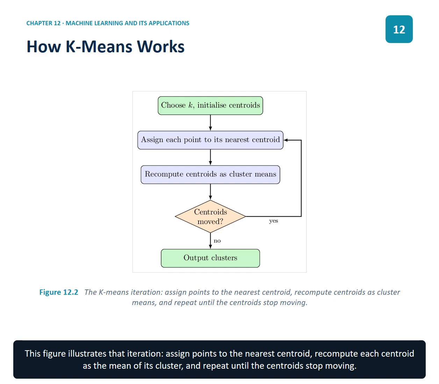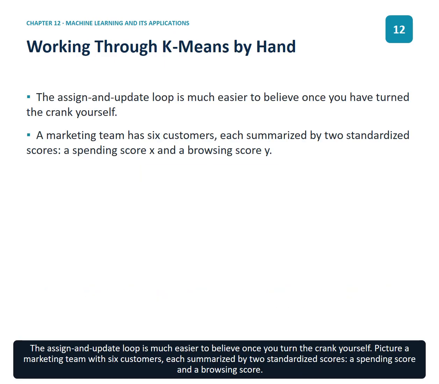This figure illustrates that iteration. Assign points to the nearest centroid, recompute each centroid as the mean of its cluster, and repeat until the centroids stop moving. The assign and update loop is much easier to believe once you turn the crank yourself.